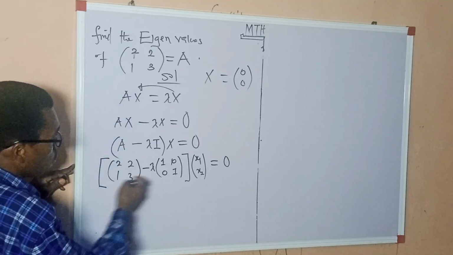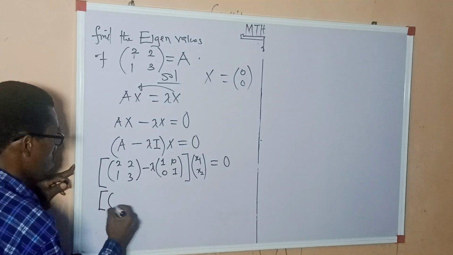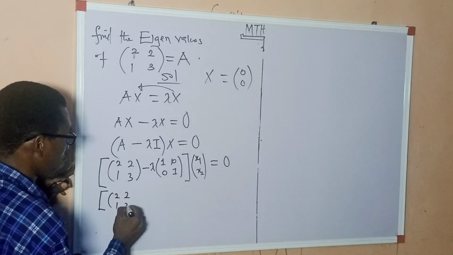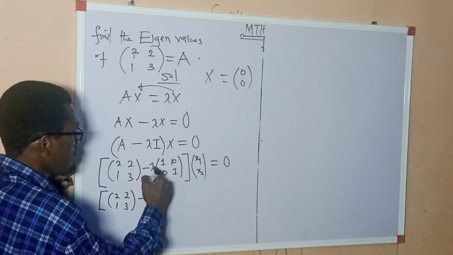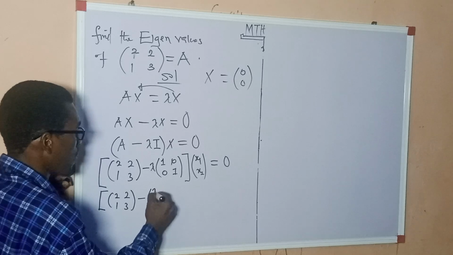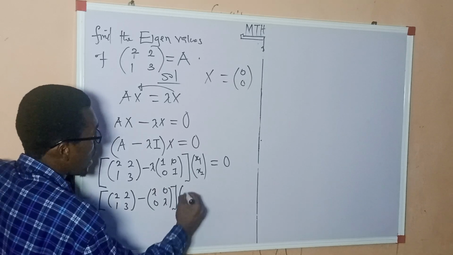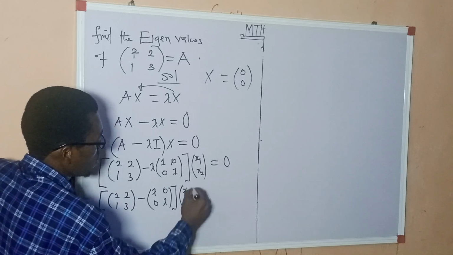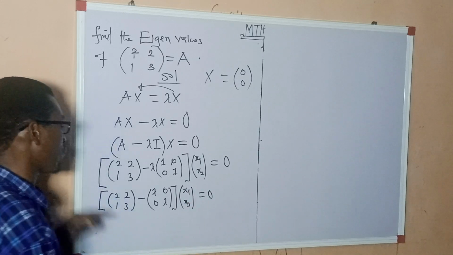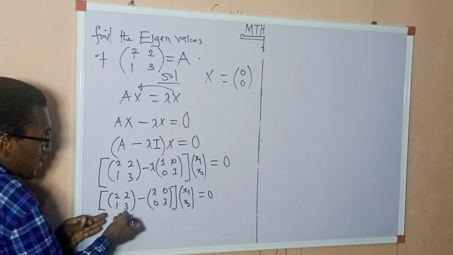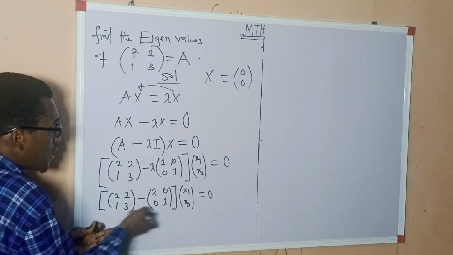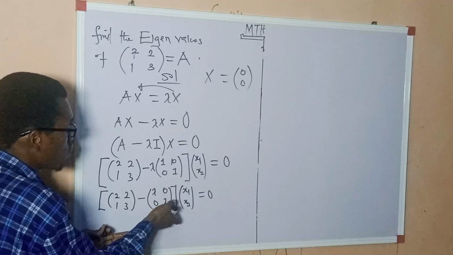Now, simplifying this further, we have 2, 1, 2, 3, minus. Multiplying each entry, we have lambda, 0, 0, lambda, multiplied by x1, x2, all equals 0. So for further simplification of this, if you observe the order of this matrix, this is a 2 by 2 matrix, and this is also a 2 by 2 matrix.